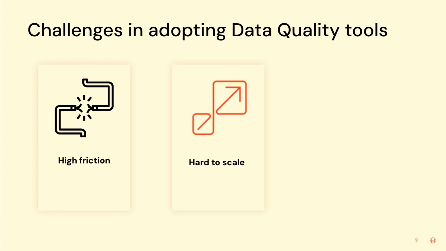The next is, okay, once you overcome the friction for one table, you build this dashboard so you understand quality. Now you have to do it for 1,000 tables. Forget it. You're not going to do it. So it's very hard to scale a lot of these solutions.